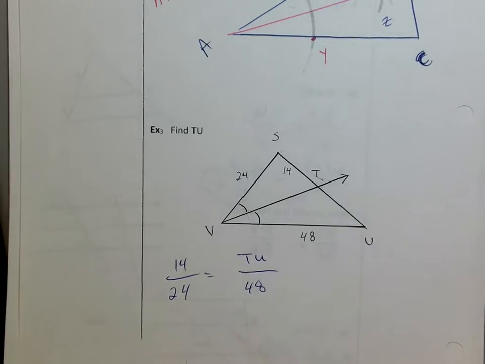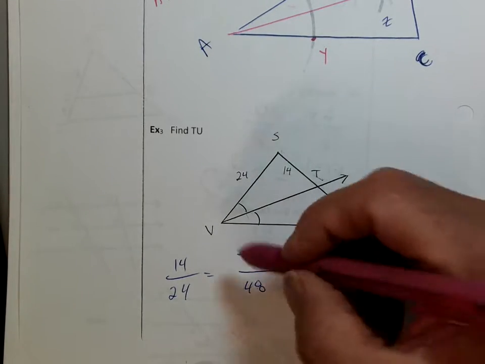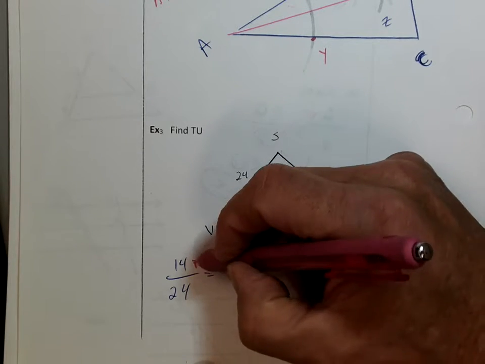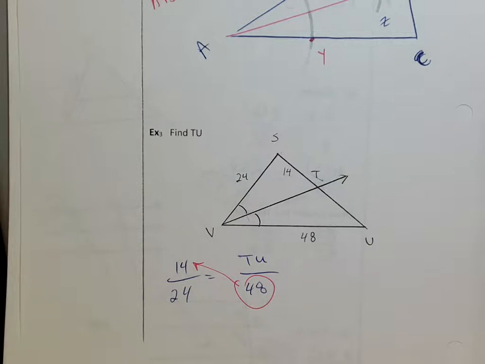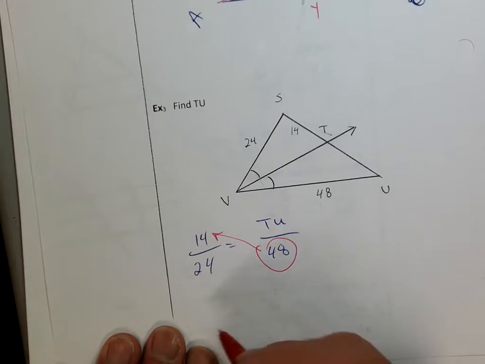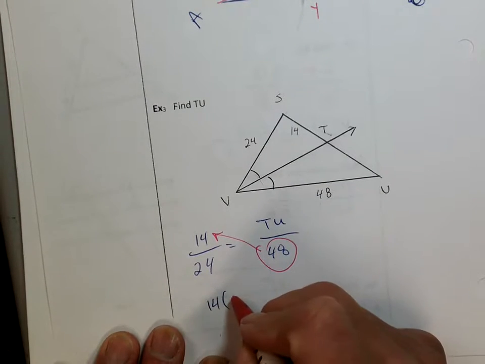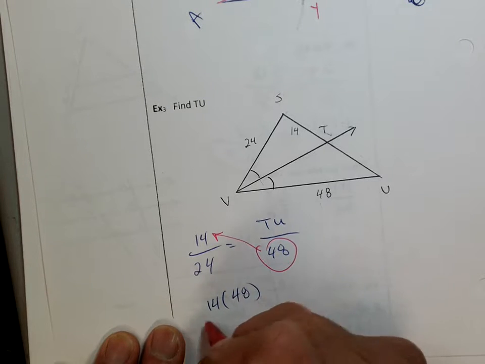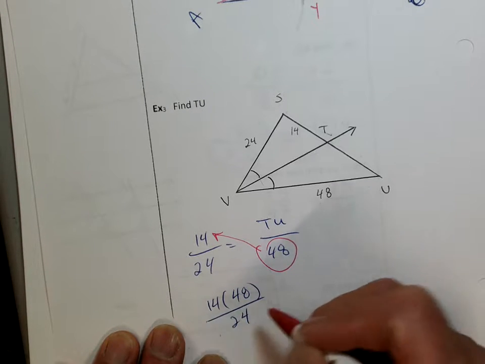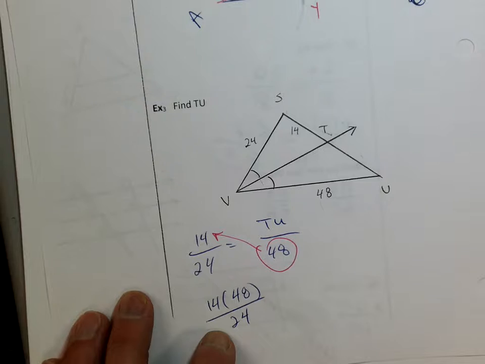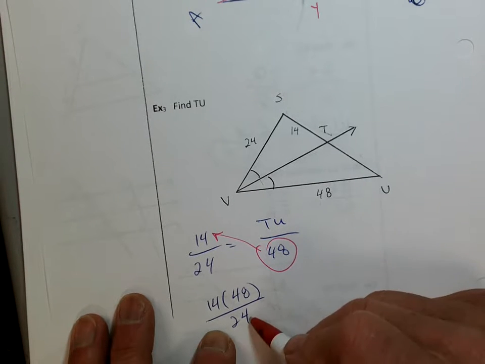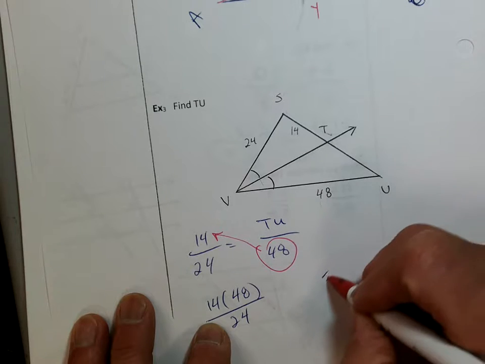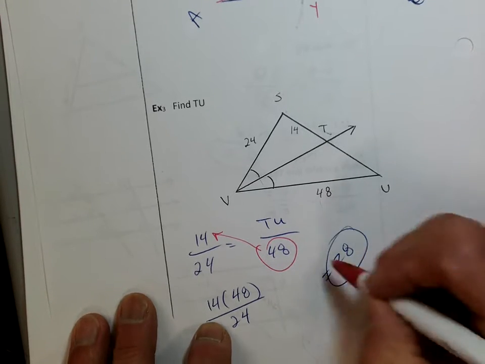And again, I'm not really going to cross multiply because I'm going to save some time and just multiply up the 48. Otherwise, I have to divide anyway, right? So I'm going to get 14 times 48 divided by 24. What's that? 28 is the answer, I think. Probably 28, because that's 2 times, that's got to be 28.